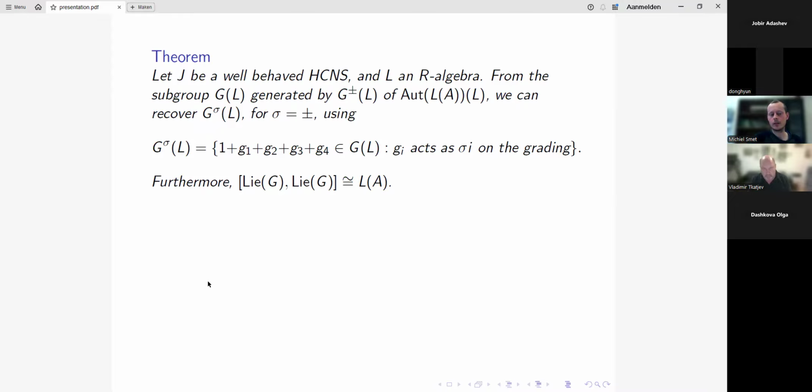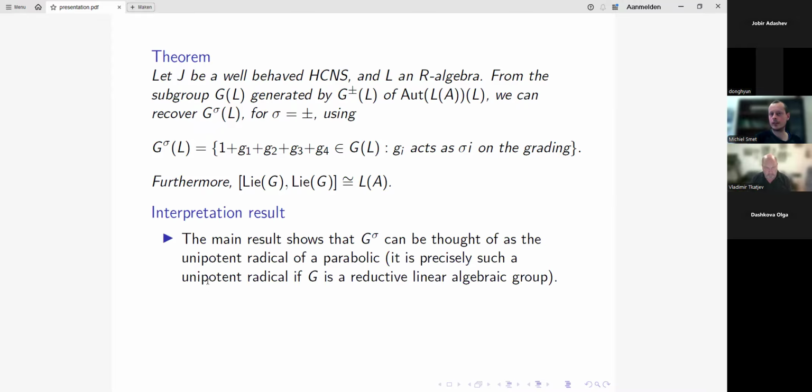You can recover the groups G plus L and G minus L by just looking at the bigger group and using the grading. Moreover, since G has a certain functorial definition, we can associate a certain Lie ring to G. And if you look at the commutator Lie subalgebra of Lie G, you recover the Lie algebra associated to the structurable algebra you obtain from J.